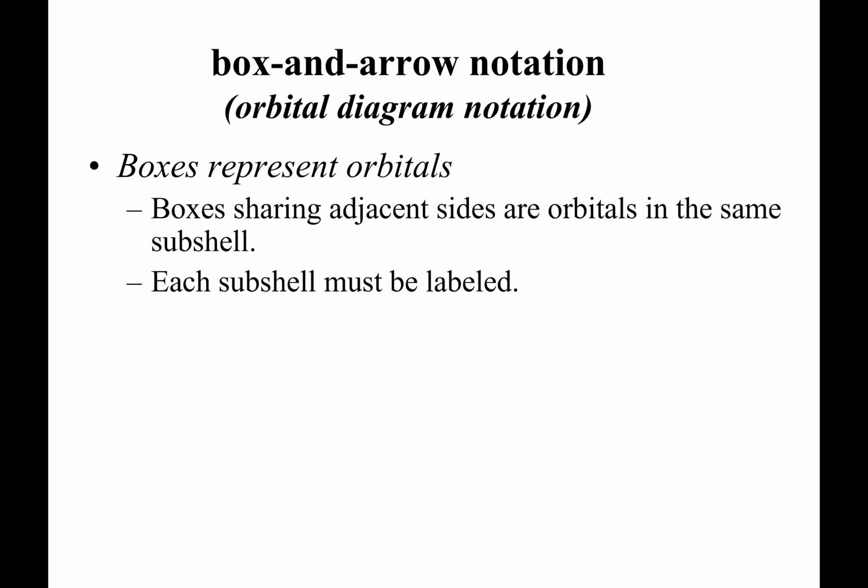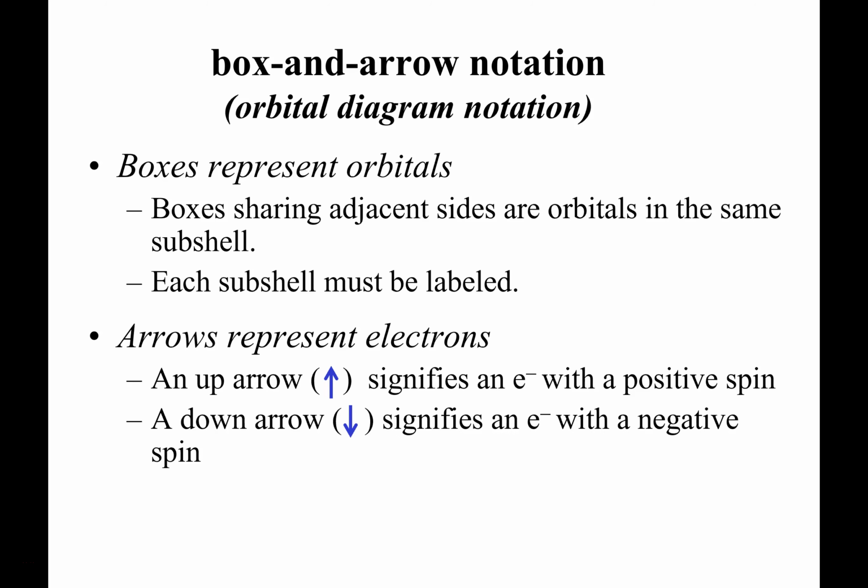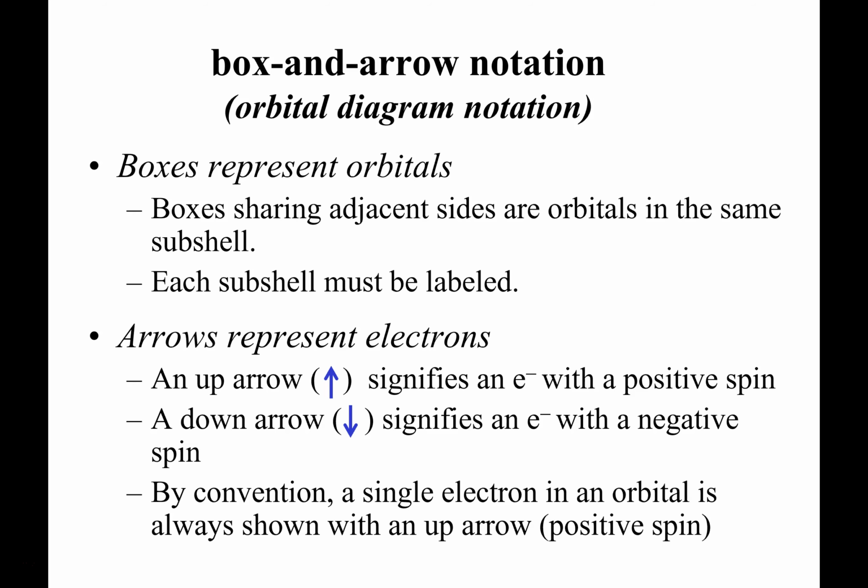So when it says each subshell should be labeled, that's what I mean. Those are those degenerate orbitals in the same subshell. The arrows are going to represent electrons, and we already talked about if you have 2 electrons in one orbital, it's maxed out, and they have to have different quantum numbers. They have to be unique. So we're going to go with a plus spin and a minus spin, plus 1/2 and a minus 1/2.